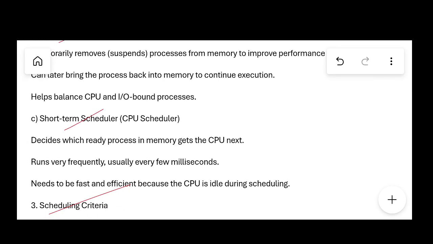Then the short term scheduler, meaning the daily chef planner. Inside the cafe, the chef can only cook one dish at a time. So the short term scheduler decides which customer's order the chef should cook next. It needs to be super fast, otherwise the chef will stay idle. Like the chef glances at the waiting customers and says, "I will cook yours next because your dish is quick."